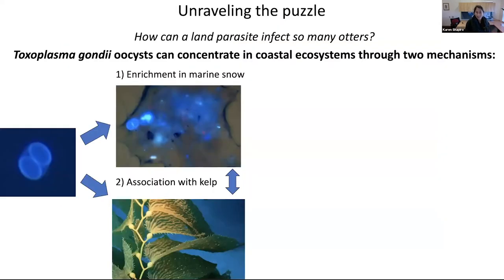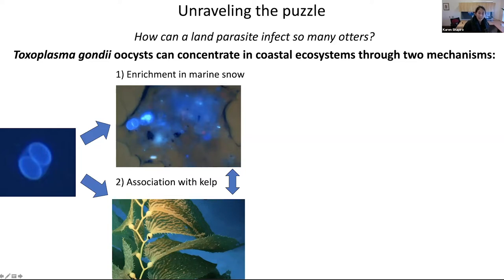And so basically, through this series of experiments, we think that we have unraveled this mystery of how a land parasite can infect so many otters. So what we found is that toxoplasma can concentrate in the coastal ecosystem through two distinct but not mutually exclusive mechanisms, right? Because you can have this enrichment in marine snow and you can have this association with kelp. So the more of this adhesion with marine snow that you have, which again is super prevalent in places where sea otters live with kelp forests, the more of the settling you're going to have, the more concentration in one place, they can settle and aggregate and form a layer on kelp forests.